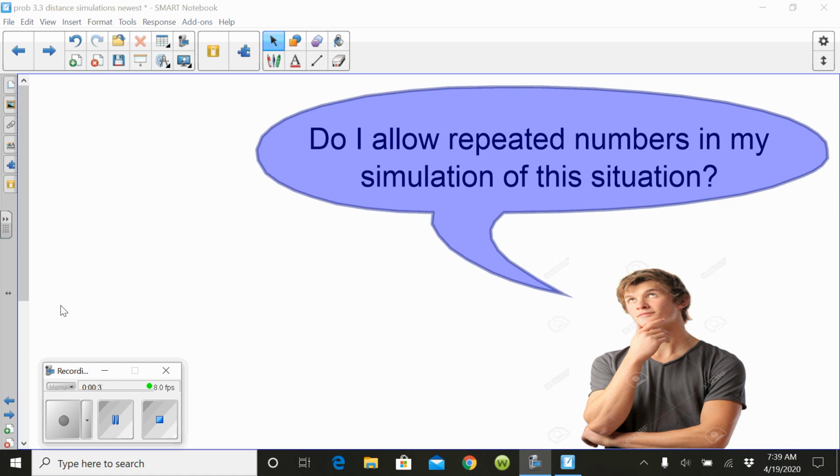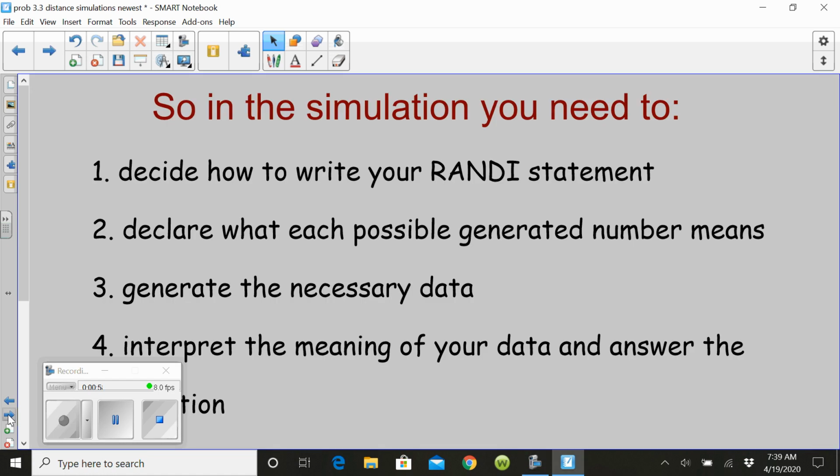So is it proper that if my calculator gives me an 8, it's okay for it to give me an 8 again? Or should I disregard that and generate another random number? That's a really important idea, and we'll come back to that in this video. This video is basically just going to show you two more examples of exercises that would be similar to those in your assignment.